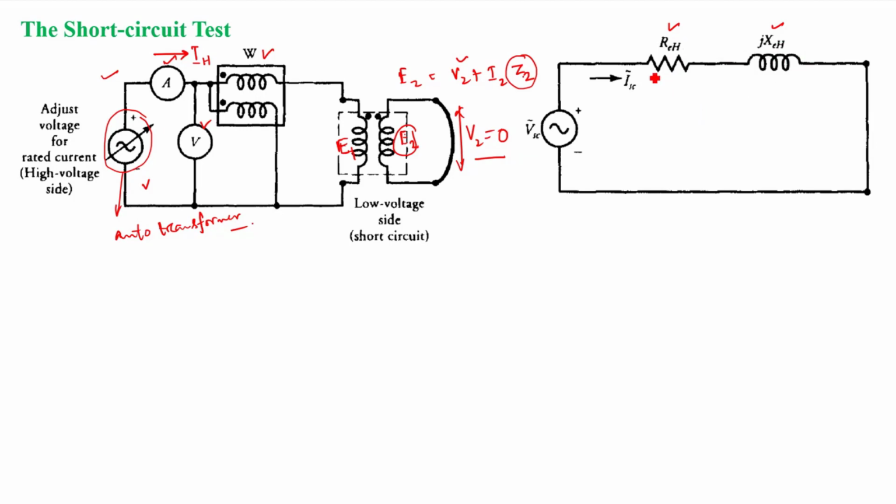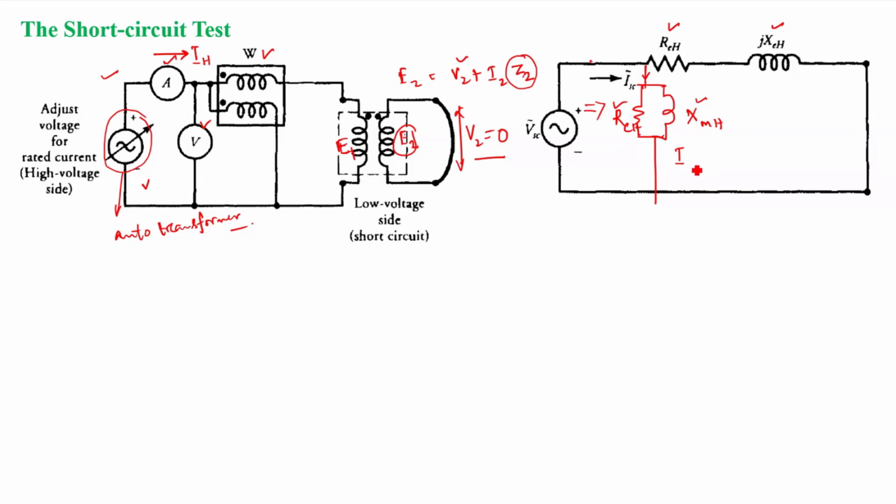Now the question is, where is that parallel branch that represents the core loss component and the magnetizing component? Sorry, this will be inductance. So this will be RCH and XMH. Where do these components come in? These components will be neglected here, because when we are injecting a very reduced voltage, and these values are in fact very high, the current drawn by this parallel branch will be very less.